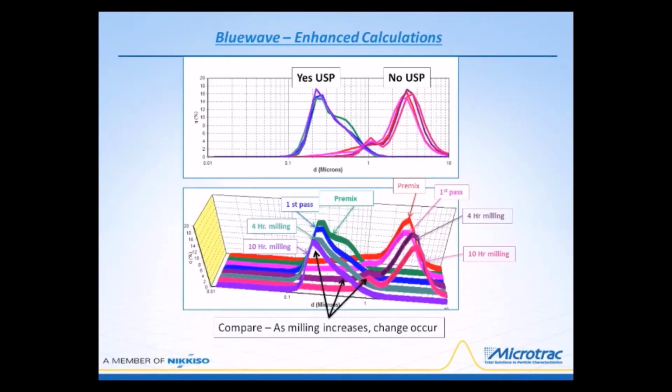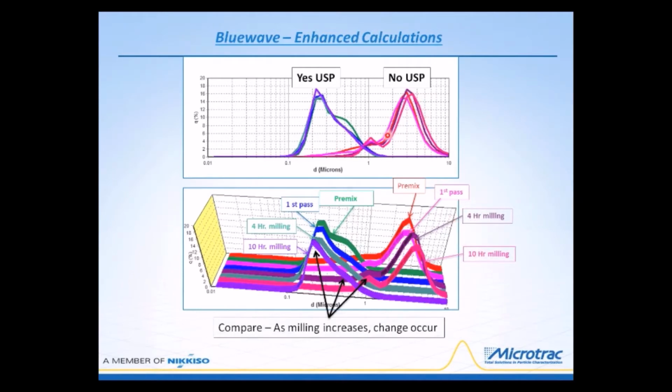Now, what I'm showing here is that ink, and these are different times. This is before milling, and this is after milling, but prior to using an ultrasonic probe to achieve complete dispersion. Over here, I have the graphs for 4 different samples, and this shows the data after the ultrasonic treatment. The 4 different samples are a premix, the first pass through the mill, 4-hour milling, and then 10-hour milling.